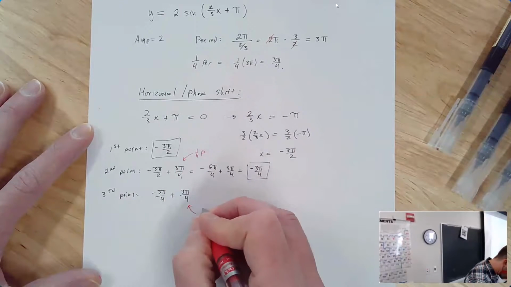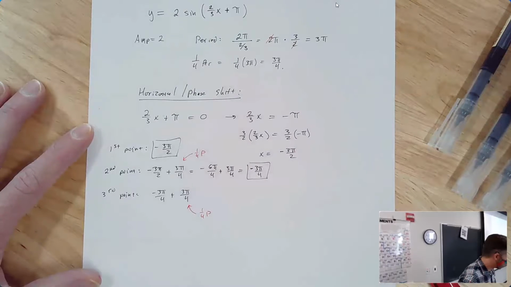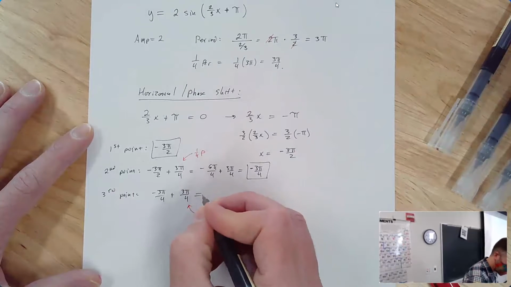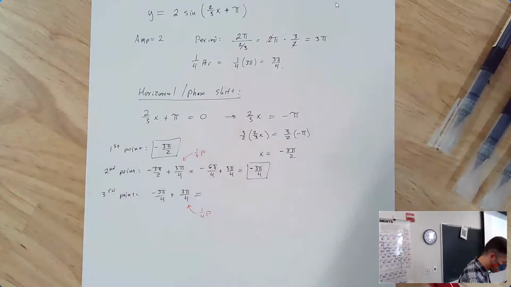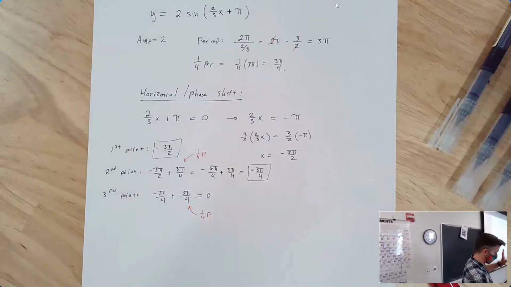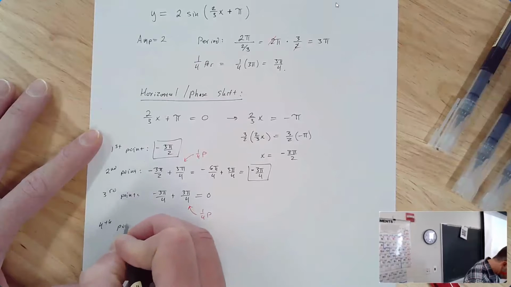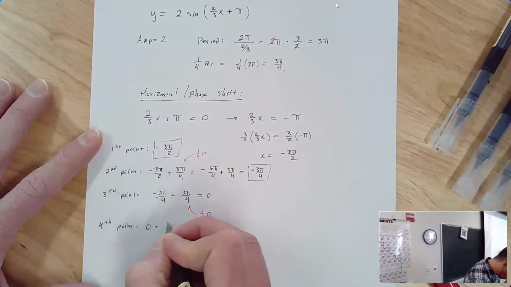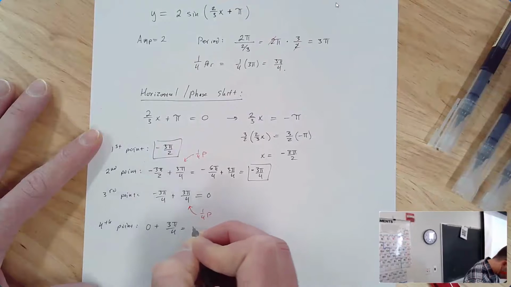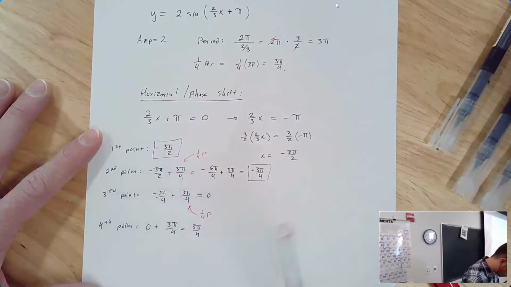What's negative 3 pi over 4 plus 3 pi over 4? Everybody? Thank you. Yes. Okay. So I make sure everyone's with me. All right. Good. Then my fourth point should also be easy. It's going to be 0 plus another 3 pi over 4, which is 3 pi over 4.